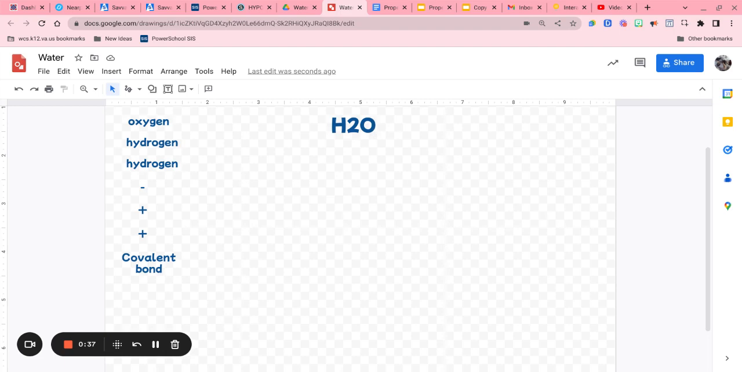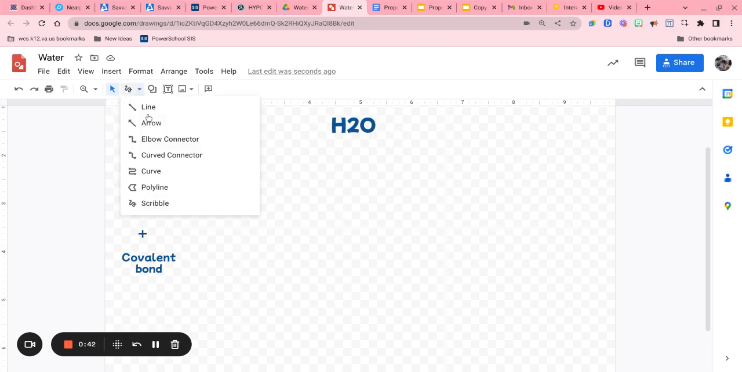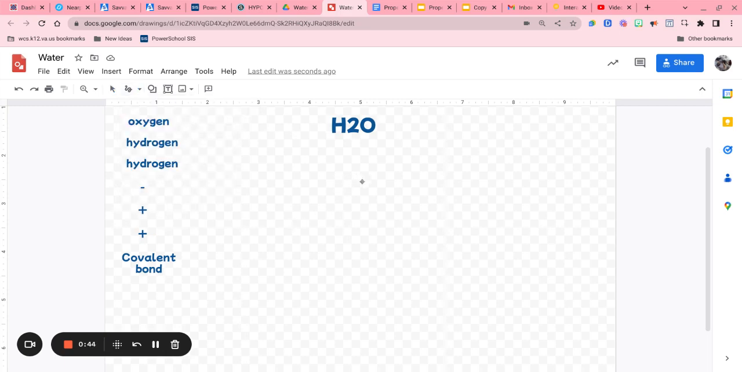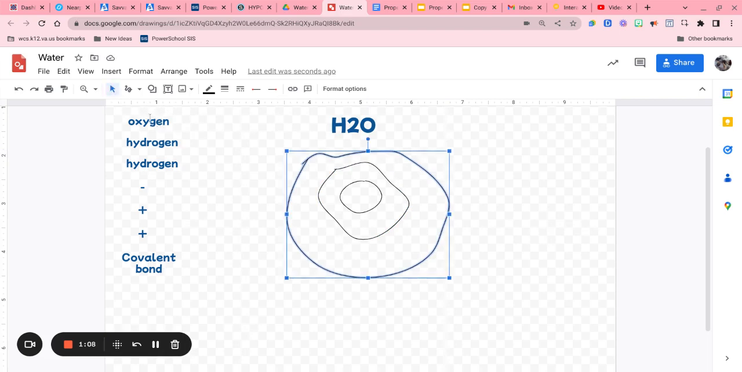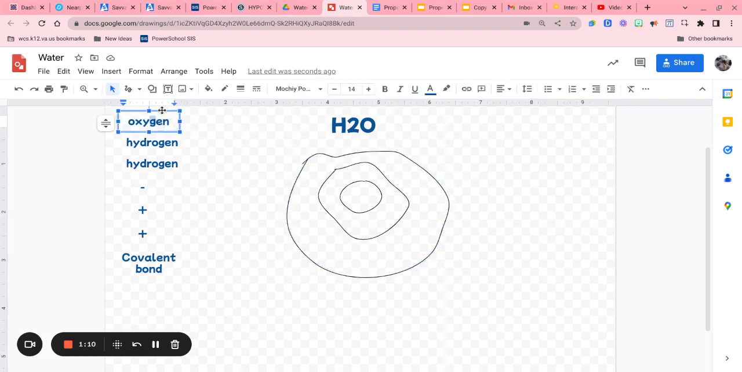So this is going to be my first attempt trying to draw this in Google Drawing. So let's hope it's not horrible. All right, here we go. I'm going to draw the oxygen first. So that is a masterpiece for sure. So this is my oxygen.